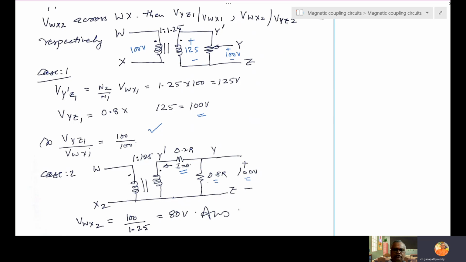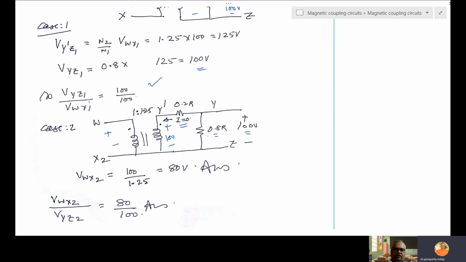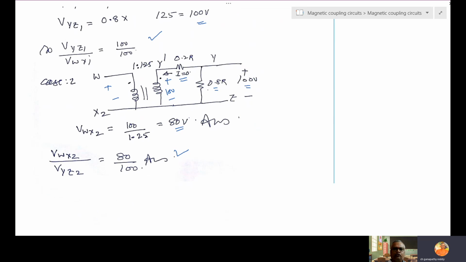Now when this is 0, whatever voltage is applied, the same voltage will come here. Current 0 means drop 0. So what is the voltage here? 100. Then how much will come here? 100 by 1.25, 80 volts will come. Now he's asking the ratio, right? 80 by 100 is the answer. So generally in case 2, this current 0 idea is important, otherwise different answers will come. So this current is 0, this 100 is applied, the same 100 is coming, reduced by 1.25. So the answer is 80 by 100.